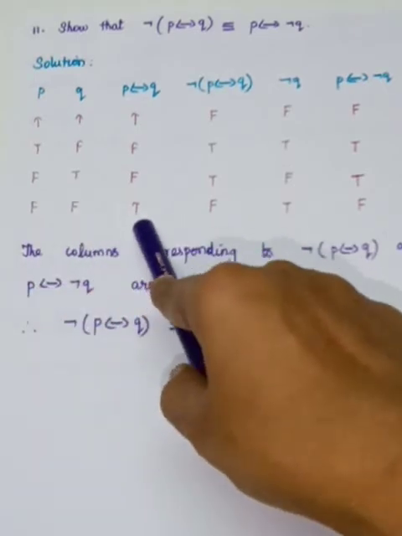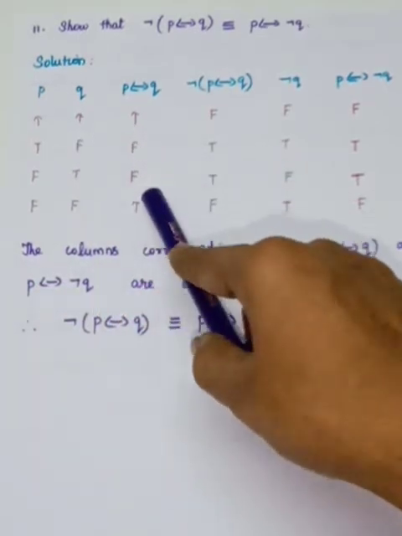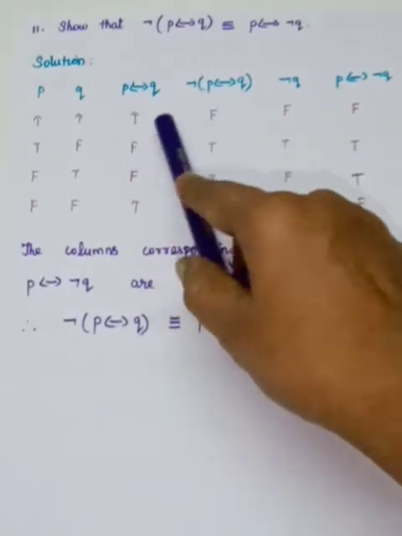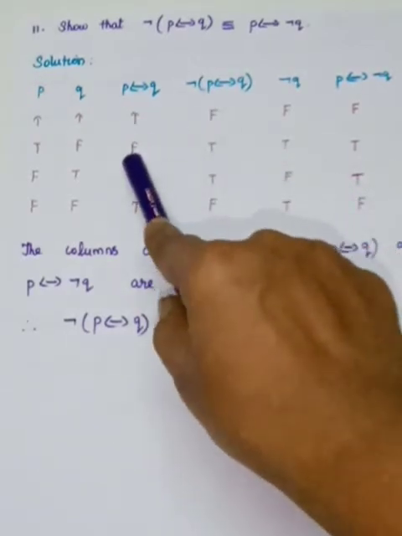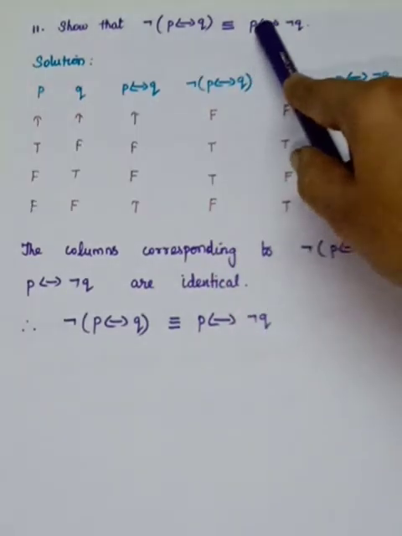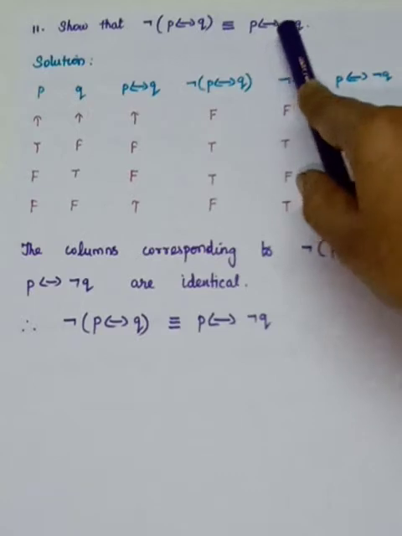So here you have to write true. The other results are false. So the negation of this you have to write. If it is true, here you have to write false. If it is false, here you have to write true. So I have completed. And come now to P if and only if negation Q.